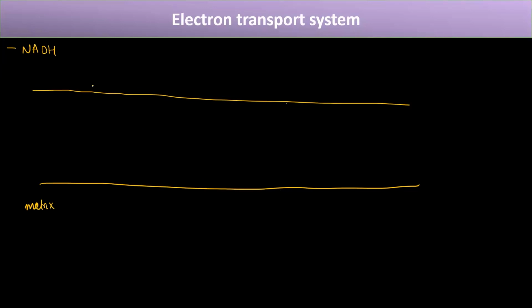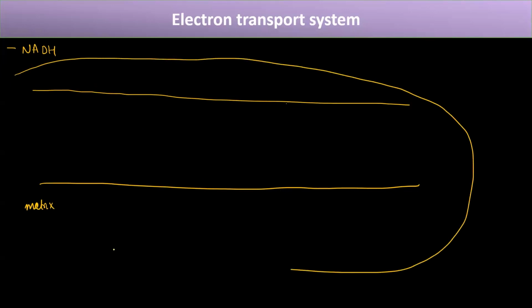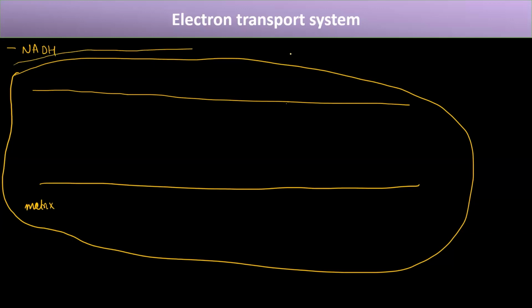So just think of it this way. Suppose this is a mitochondria. This is the outer membrane. Now, this outer membrane is also what? Double layered, right? So it will have two membranes here as well. So it is two membranes, but this is the outer membrane of the mitochondria.